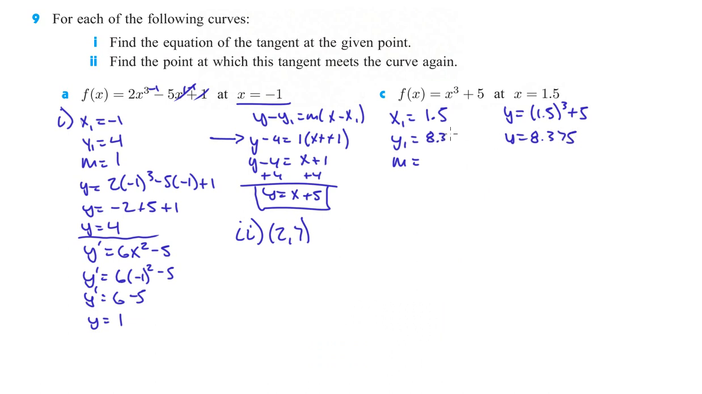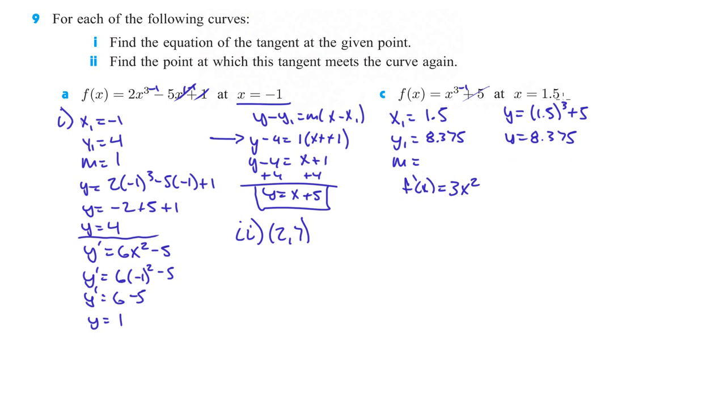Okay, so 8.375 is our y. Now we've got to find the slope. In order to find the slope, we want to find the derivative first. So f prime of x: 3 times 1 is 3, subtract 1, and that's x squared. The derivative of a constant is 0, so there's our derivative function.